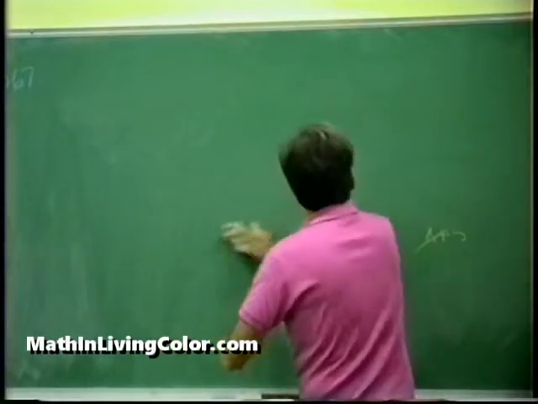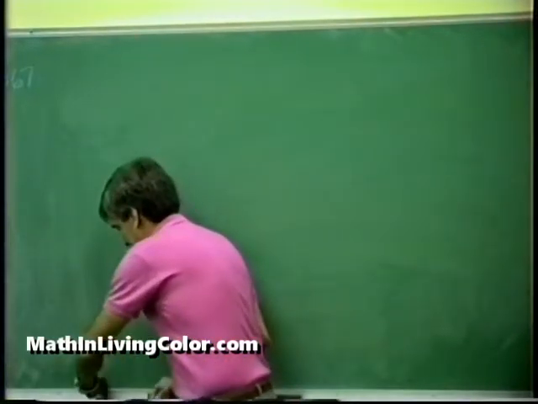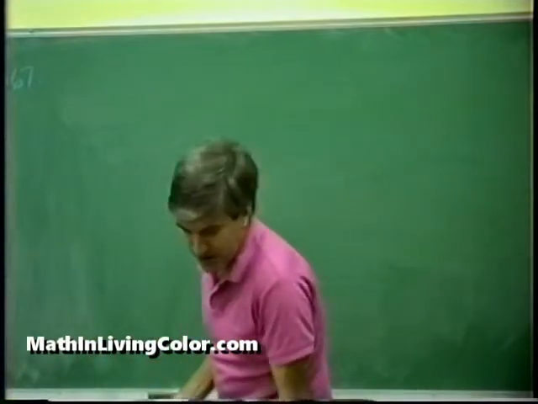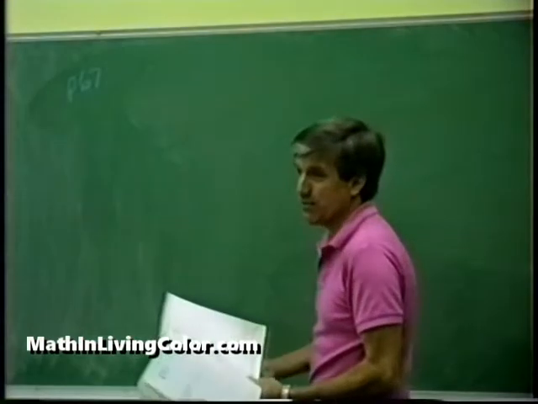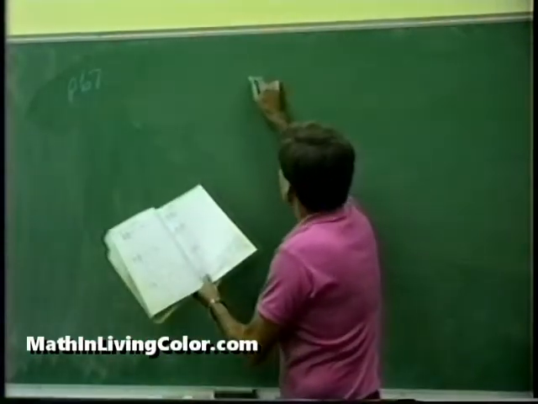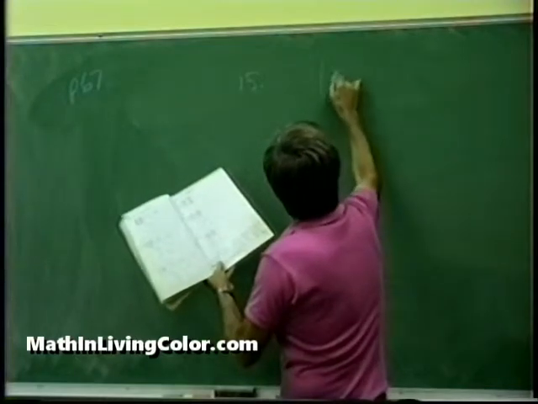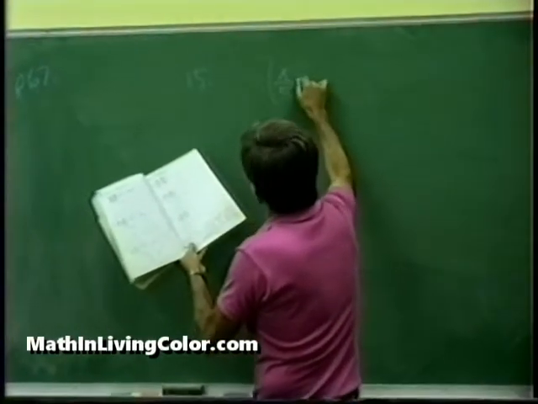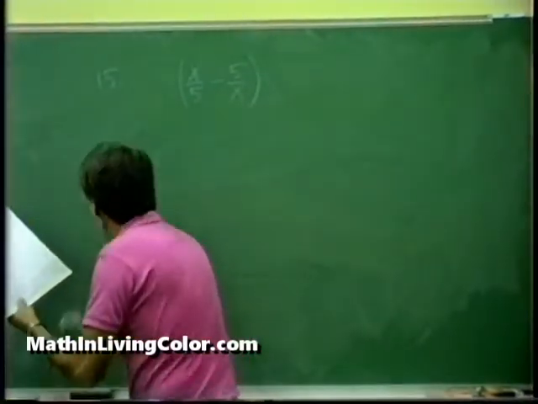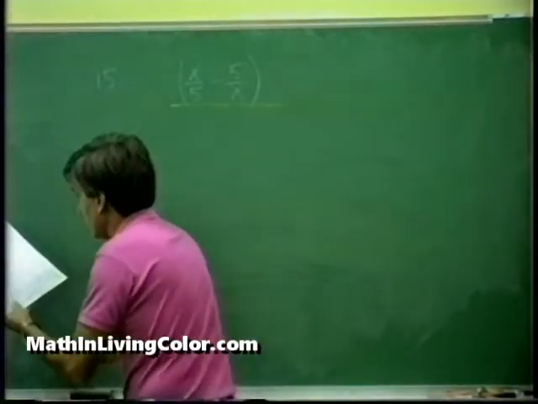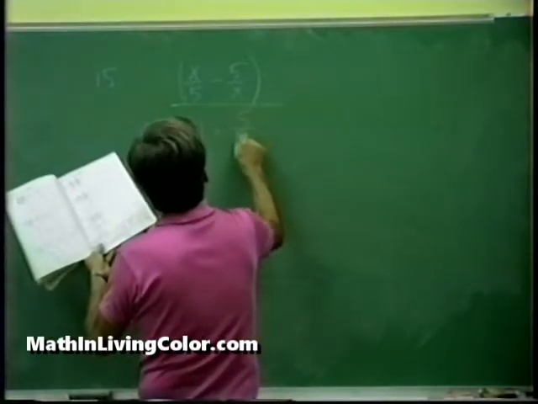This is called method 2. Method 2 is sometimes a shortcut. Sometimes it's a really good shortcut. Sometimes it's not a good shortcut. Sometimes it's not convenient. And I'll try to explain that to you also. Number 15. Here's the problem. You've got x over 5 minus 5 over x, just like before. It's divided by, and the denominator is 1 plus 5 over x.